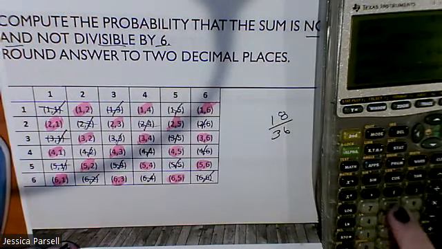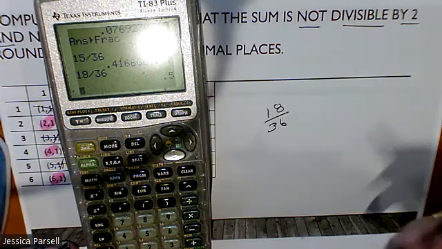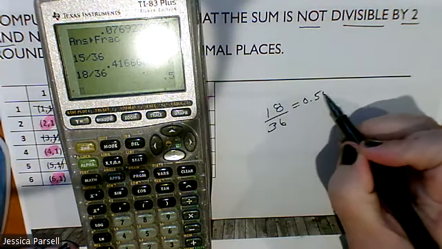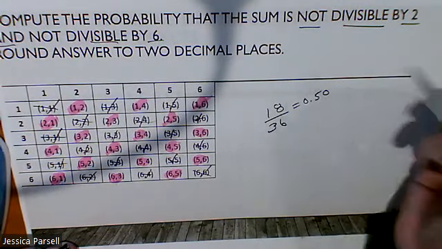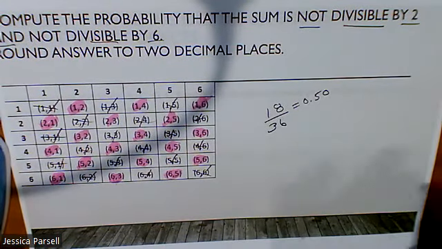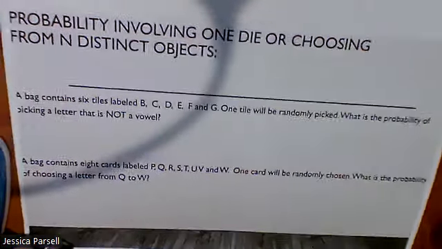So you're going to put this in your calculator, 18 divided by 36, and I'm getting a 0.5. So they want us to round to 2 decimal places, so I'm going to put a 0 there. So the probability is 0.5. So hopefully this is going to help you with these types of problems on ALEKS math.